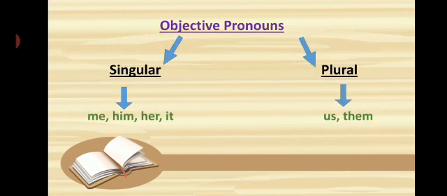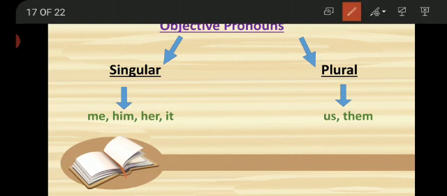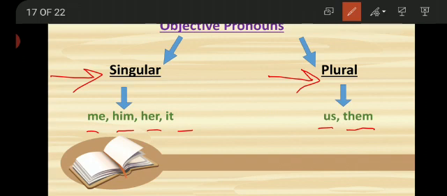Okay, students? Now, the further categories of objective pronouns according to number: singular category and plural category. Me, him, her, it: these are the singular pronouns. Us, them are the plural pronouns. Okay, student? And you is considered for both of them.